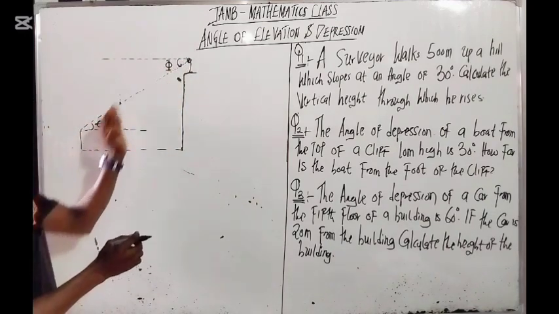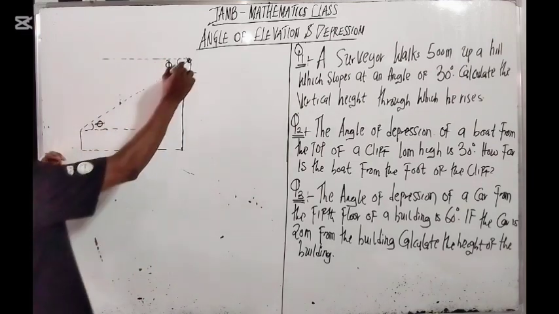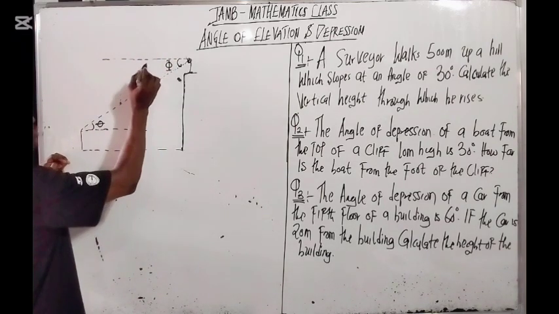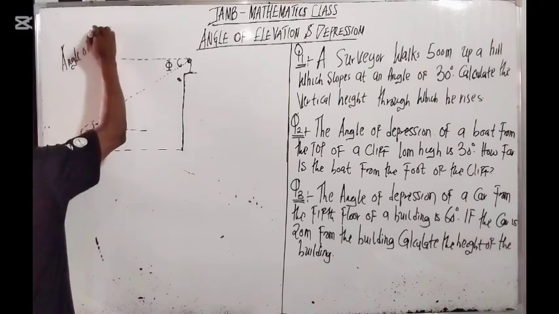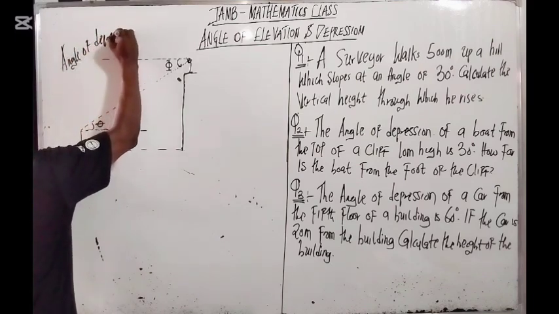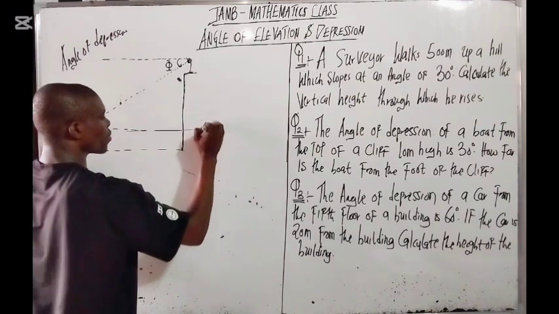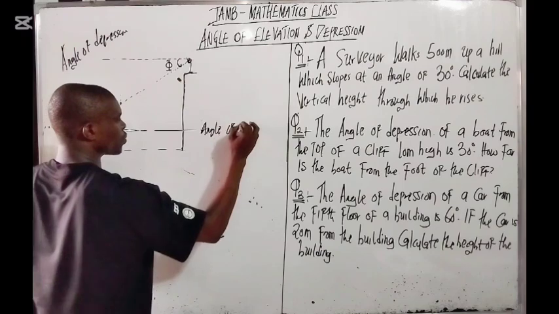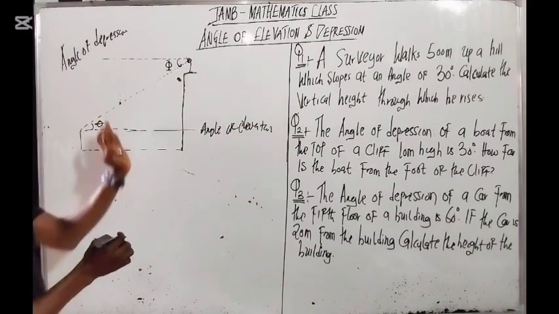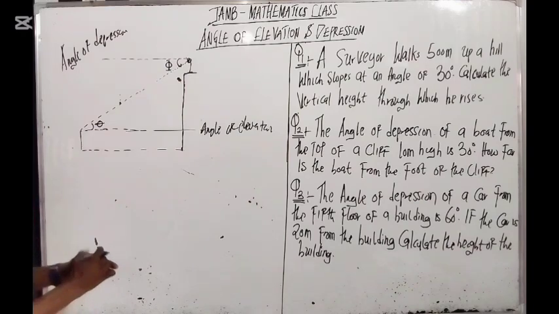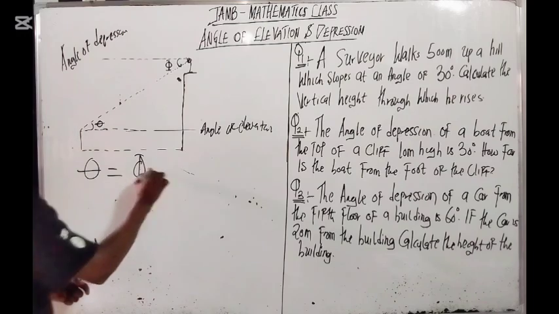Now these two angles are called the angle of depression and the angle of elevation. So this guy that is viewing the other guy down is called the angle of depression. This one is called the angle of elevation. Do you understand? Now they are called alternate angles. Alternate angles are equal. So this theta here is equal to this one here.